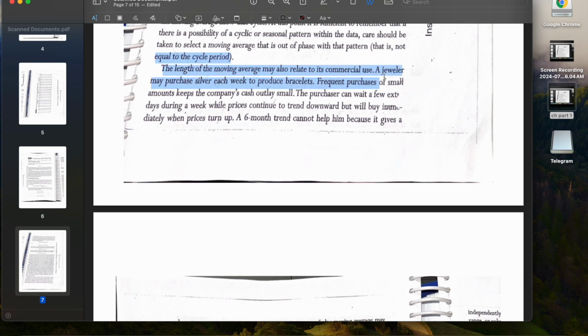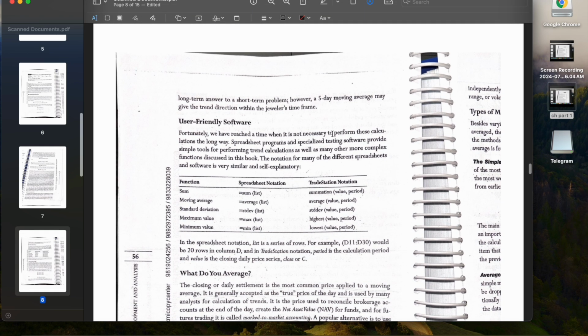Again, the length of the moving average might also relate to its commercial use. For example, a jeweler may purchase silver each week. Since the person is purchasing silver very frequently, for them it's going to be a different type of moving average. For them it would be short term, right? But if somebody is doing something on a long term basis, they'll probably be using a moving average which is more on the long term side.